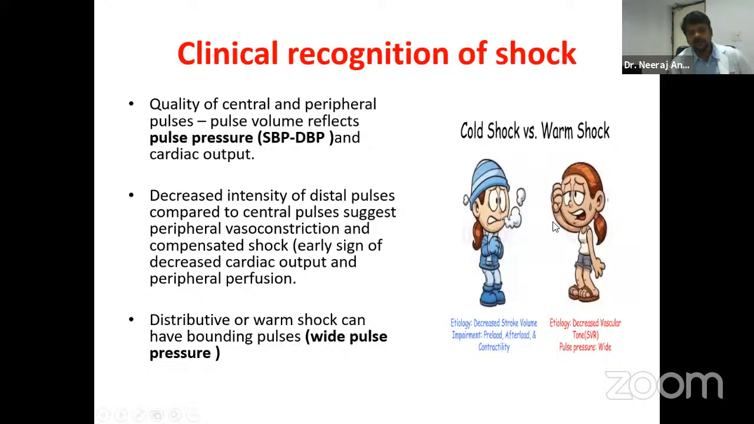Now we have to classify the shock, whether the patient is having cold shock or warm shock. It is important from the management point of view. If the patient is having cold extremities with normal pulse pressure with thready pulses, it means that the patient is having cold shock. If the pulse pressure is increased, that is wide pulse pressure, having bounding pulses with warm peripheries, it means the patient is in warm shock.